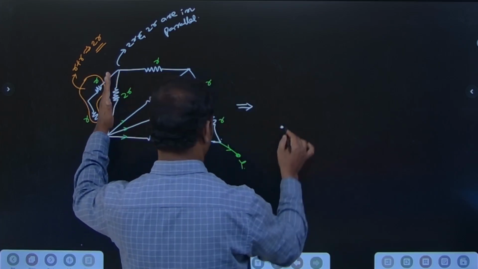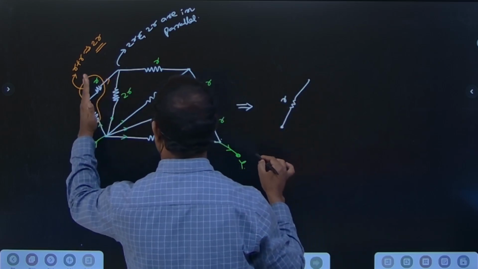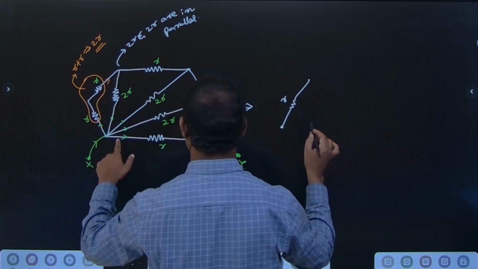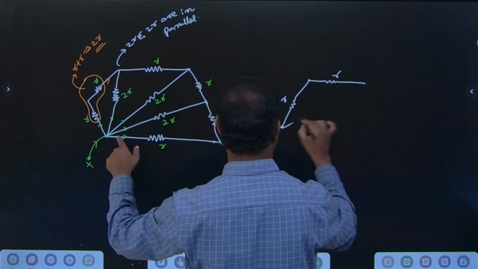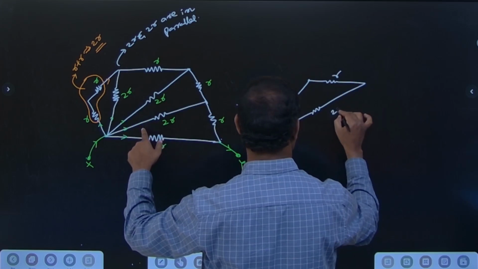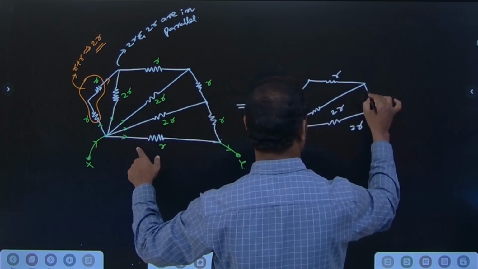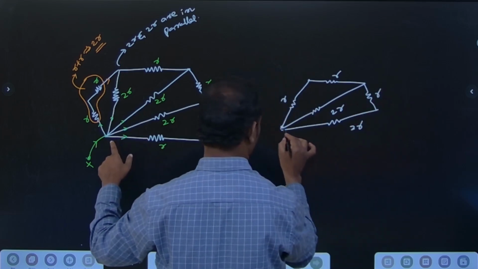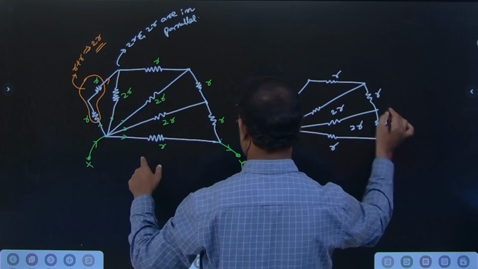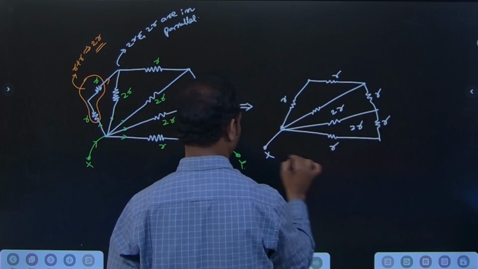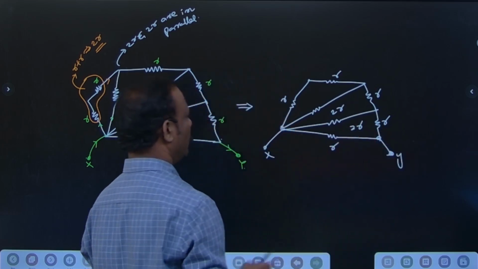So this circuit becomes as follows. For the first one, these two are combined, and that is R. 2R and 2R become R. Next, I'm taking this as R. As usual, this is 2R, and the next one is 2R. Here R is here. The next one is this R. So here is the R. This is X, and the next one is Y.